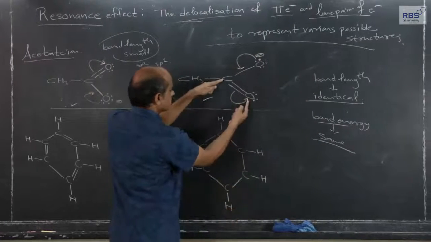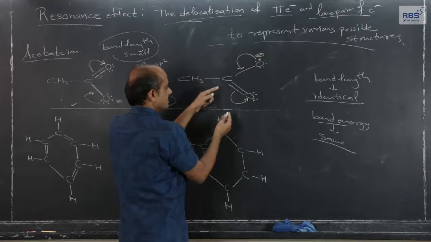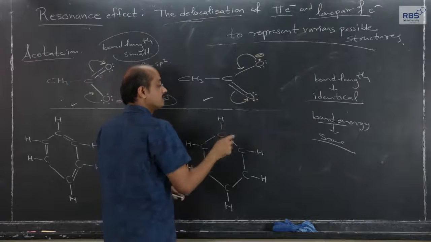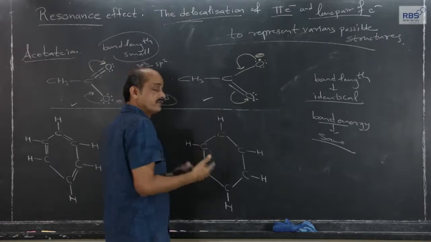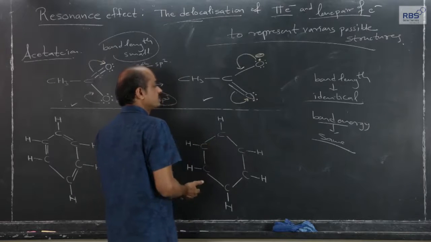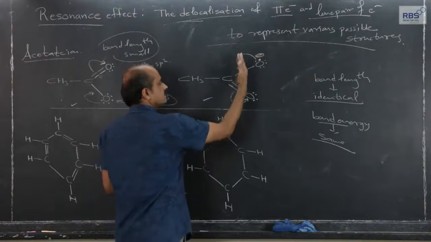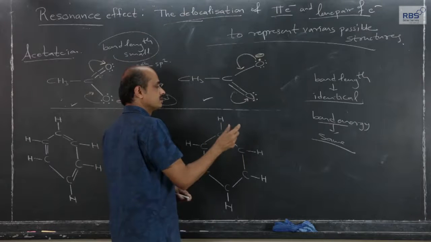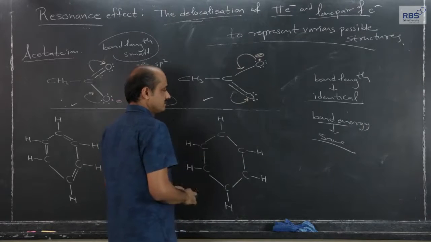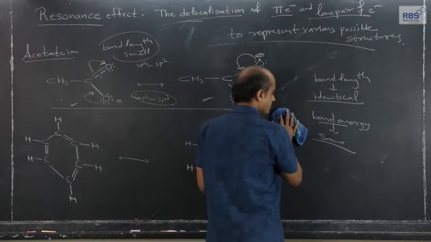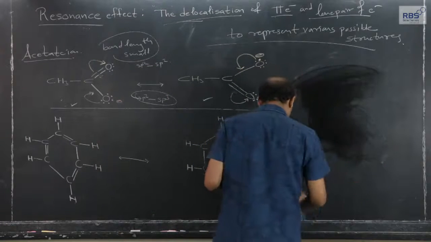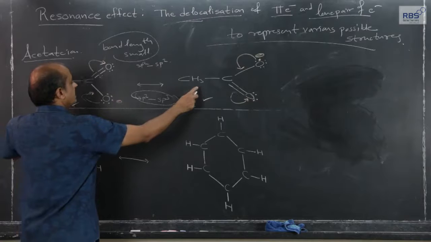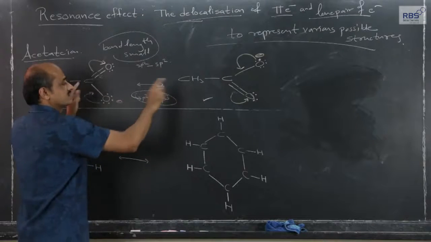Both the bond lengths are identical, this bond length and this bond length, and therefore the bond strength and the amount of energy required to break the bond is in between what would have been required if separately considered for this double bond and single bond. Actually, it is in between and identical. It means that the actual structure, we can say, is as if a hybrid of these two possible structures.